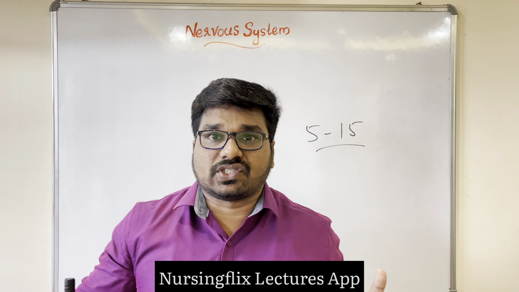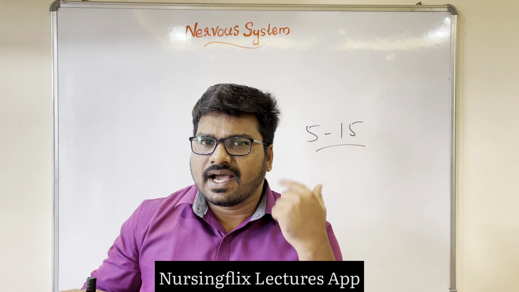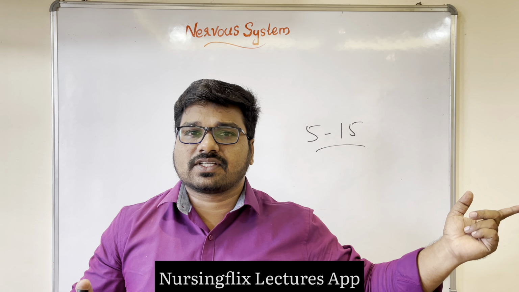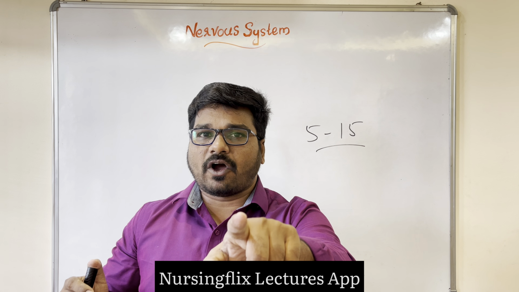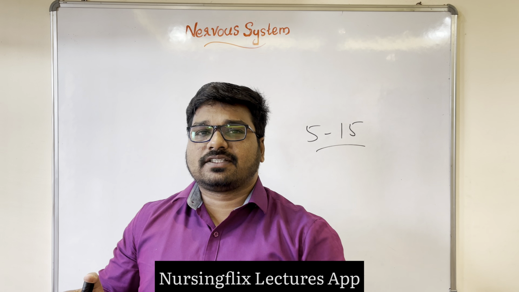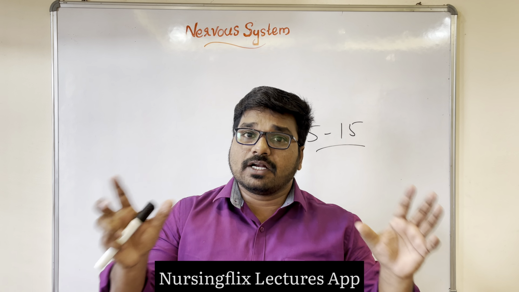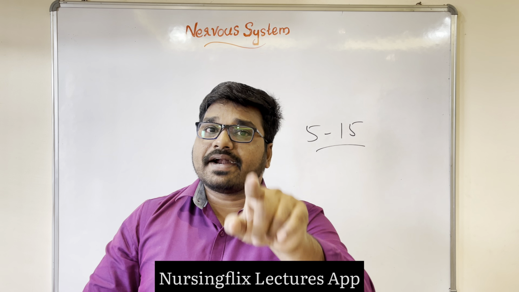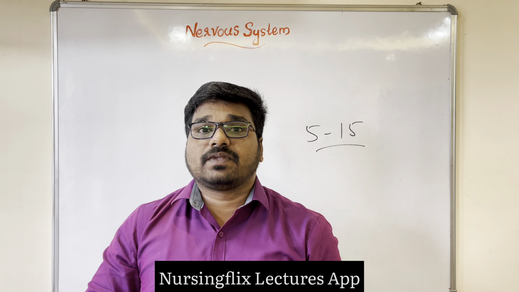Widened pulse pressure is characteristic of increased ICP. I think I have discussed pulse pressure when we covered the cardiovascular system. Widened pulse pressure means pulse pressure will be more than 40 mm of Hg, right? So widened pulse pressure is one of the characteristics of increased ICP.